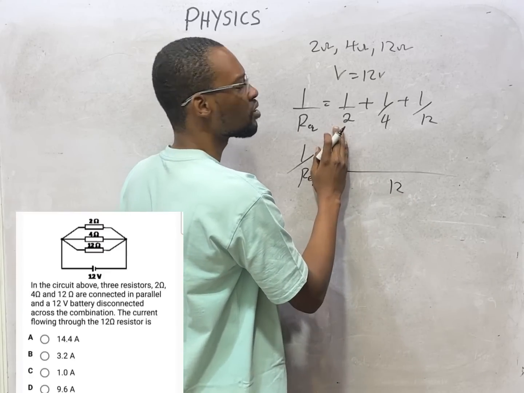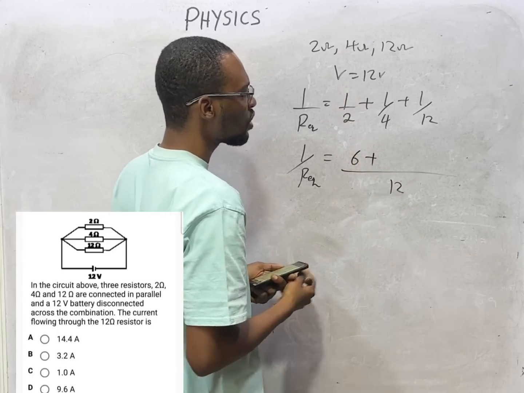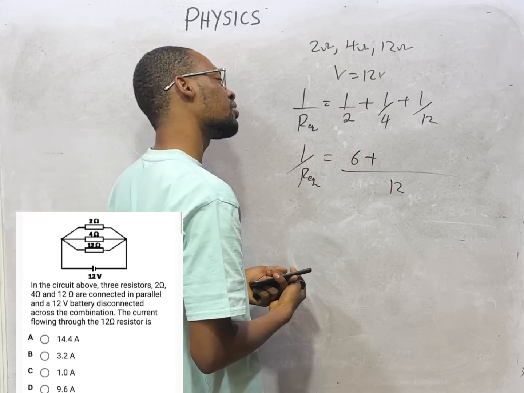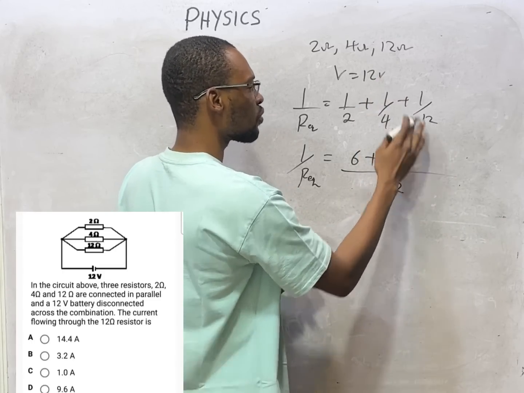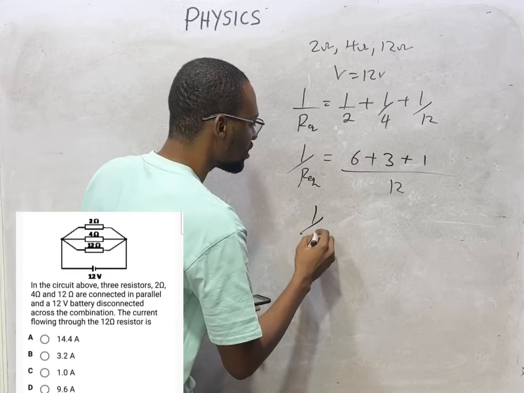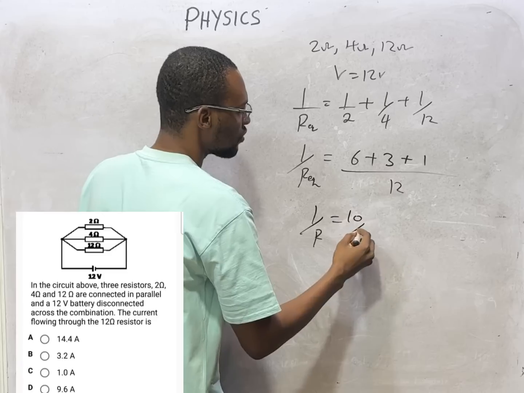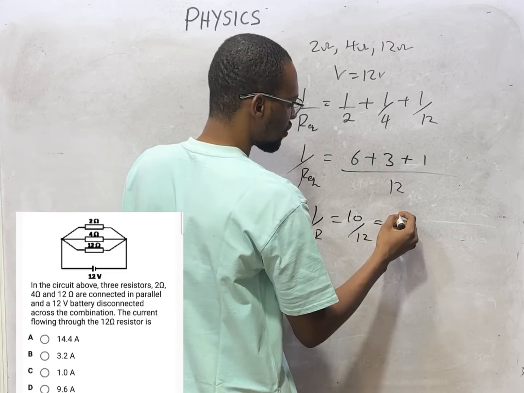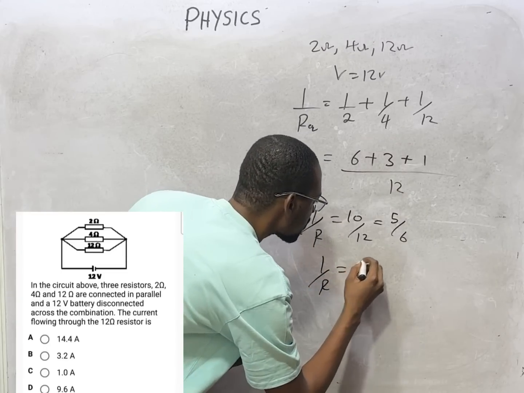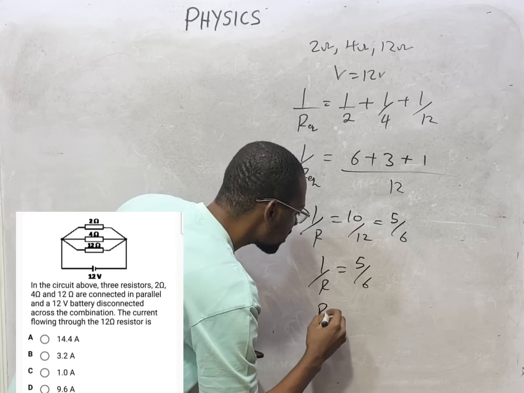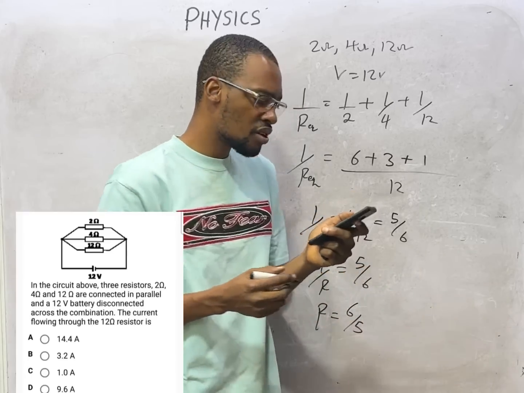12 divided by 2 gives us 6. 6 times 1 is 6, plus 12 divided by 4, which gives us 3. 3 times 1 is 3, plus 12 divided by 12 is 1. 1 times 1 is 1. So 1 over the equivalent or total resistance is 6 plus 3 plus 1, that is 10 over 12, and that is 5 over 6. So 1 over equivalent resistance is 5 over 6. Equivalent resistance would therefore be 6 over 5. So the resistance in the circuit is 6 over 5.